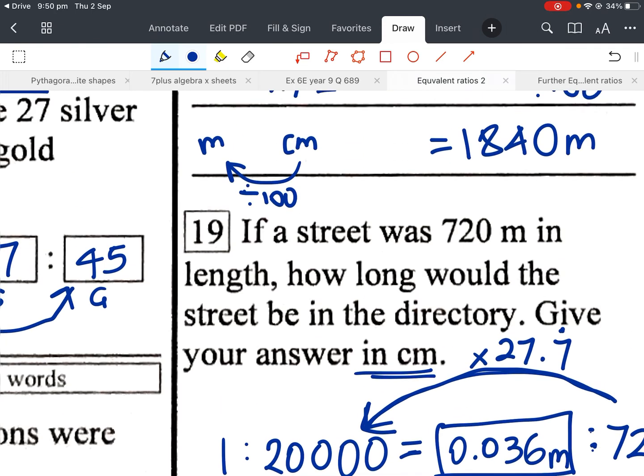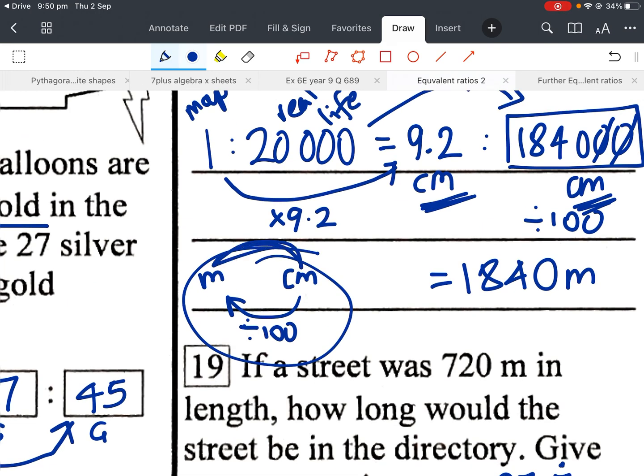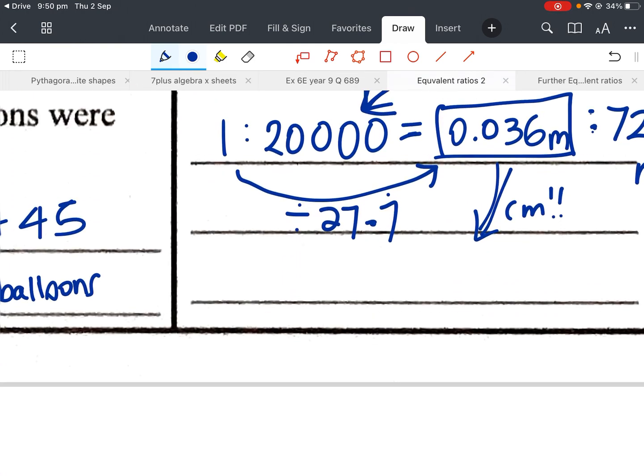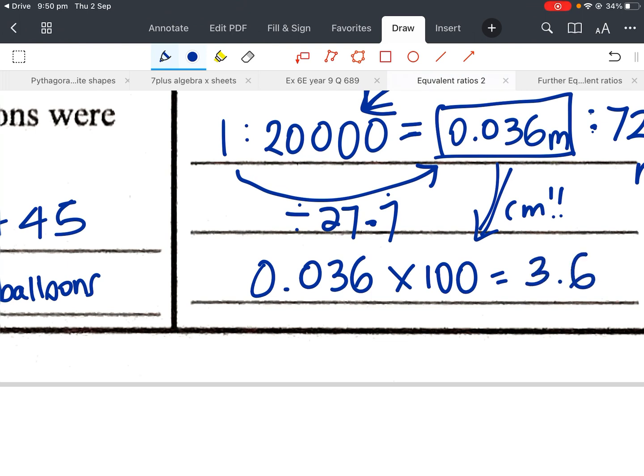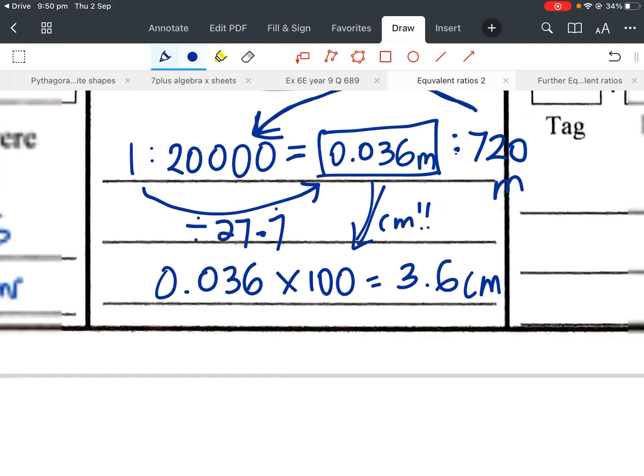So follow that same jumpy diagram. If I want to go backwards this way, what's the opposite of dividing by 100? Hopefully you said times. So that's what I'm going to do: 0.036 times 100 on my calculator, and I get 3.6. That's my answer in centimeters, and that's my answer.